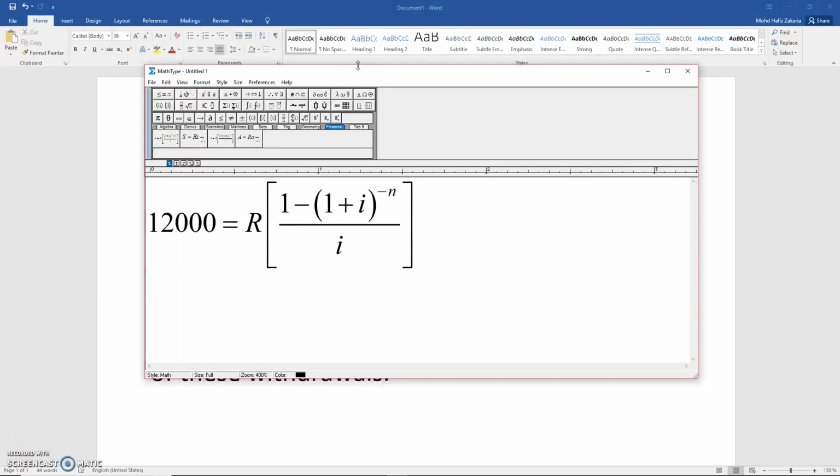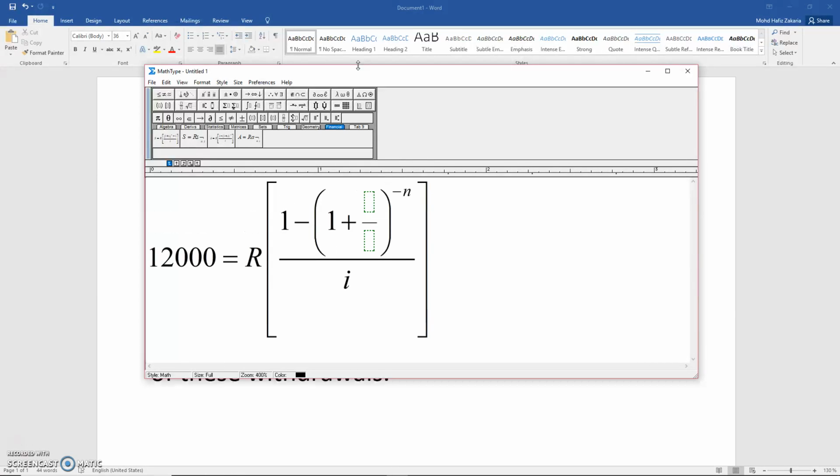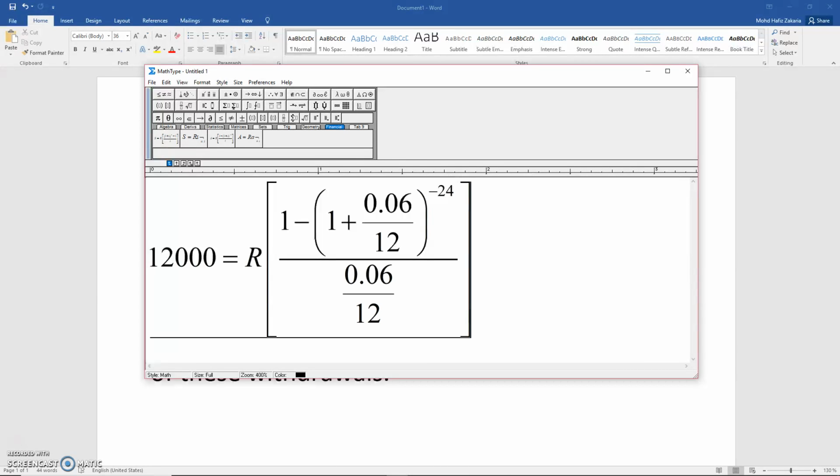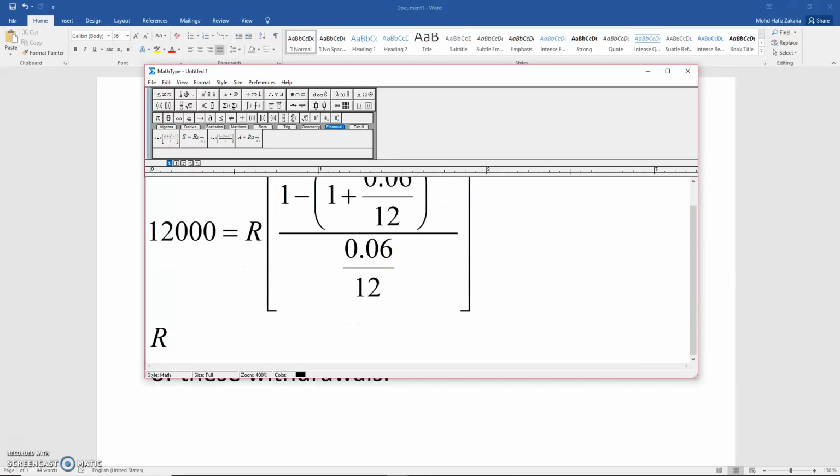12,000. And then that account pays 6% compounded monthly. So 6% compounded monthly, so in a year, 12 times. For how long? For 2 years. So basically 24 times. And then this i is equal to the denominator, which is 0.06 over 12. So that's it. Now you have everything. Calculate for R.